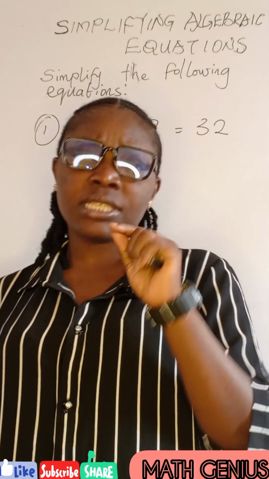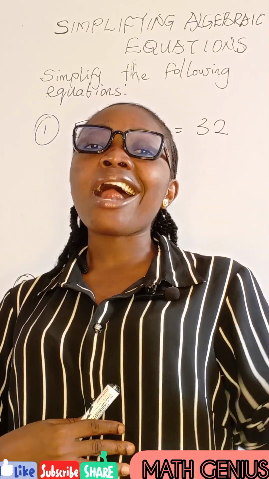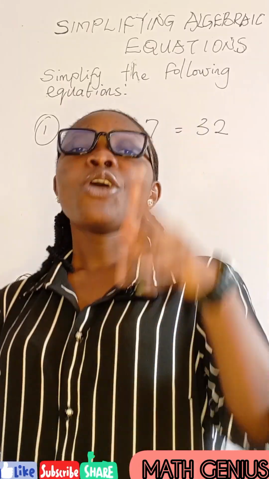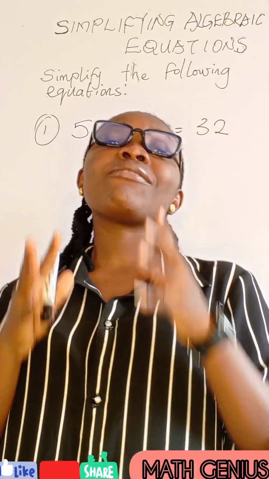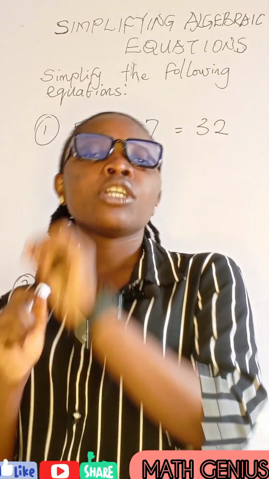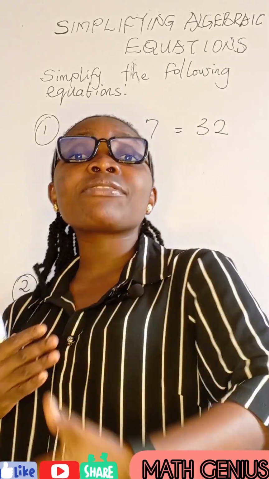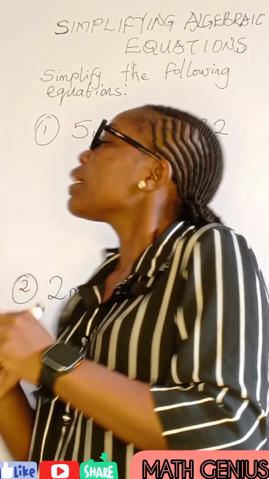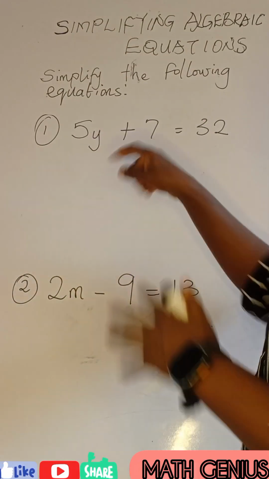Meanwhile, one thing I need to say just before I continue is that an algebraic equation has two sides. We have the left hand side and the right hand side. So whatever we are going to be doing to the left hand side must equally be done to the right hand side. Now, how do we get the left hand side? The left hand side is everything written before the equal to. What I mean is this: the left hand side of this equation is 5y plus 7.